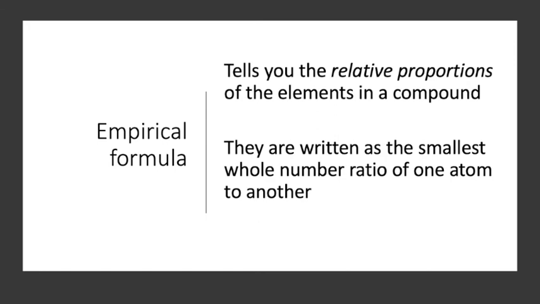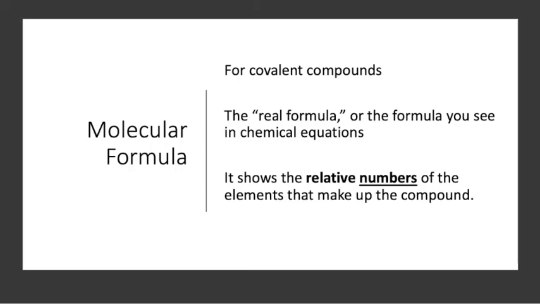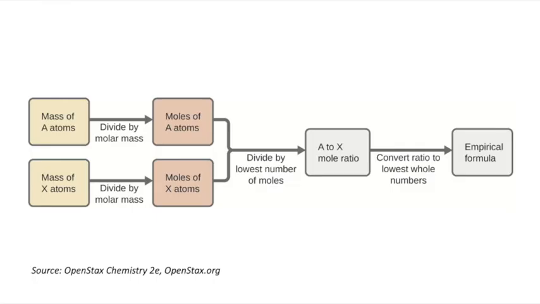Empirical formulas give you the relative proportions of the elements in a compound, and the formula for an ionic compound is actually an empirical formula. The molecular formula is the actual formula for a covalent compound, and it's going to be a multiple of the empirical formula. You can calculate the empirical formula by following the steps shown in this diagram.